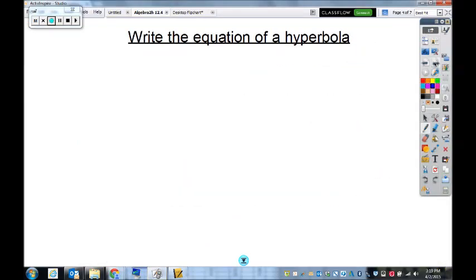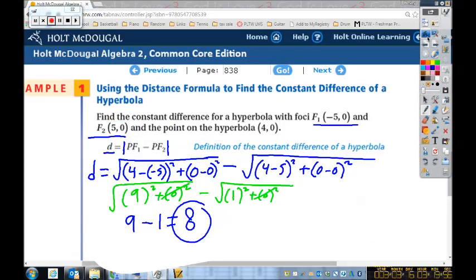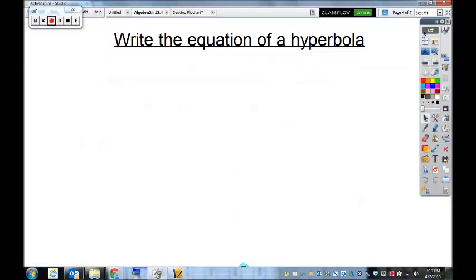Next, we're going to talk about how to write the equation of a hyperbola. Okay, how to write the equation. And to do this, we're first going to look at our graphs and our charts on kind of the anatomy of a hyperbola. So, right here.